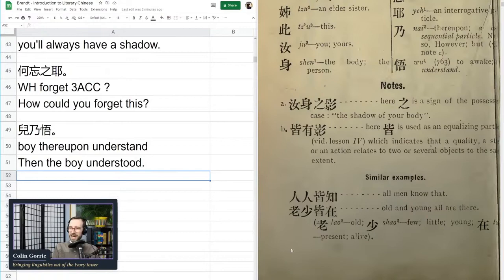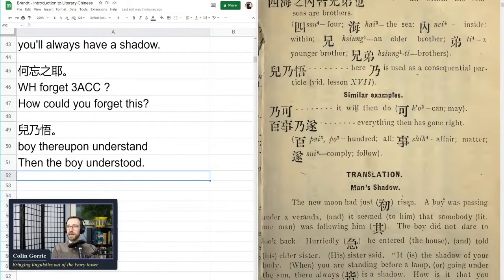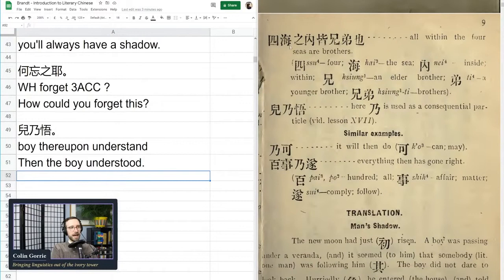Okay, so what's next? Then we have this line, all within the four seas are brothers. Interesting. Si hai zhi nei. Jie xiong di ye. So four seas, possessive particle, within. So within the four seas, jie, all, xiong di, we have this nice compound of elder brother, younger brother, meaning brothers. And then this ye particle, that's interesting. I am curious to learn more about it, other than to say final particle. We may not get any better than that in this book.